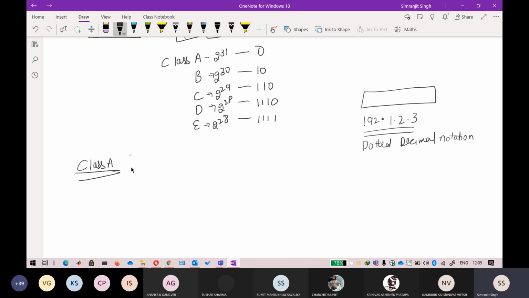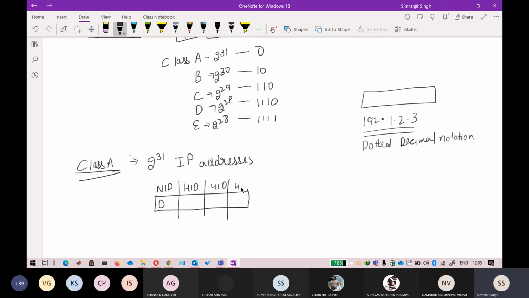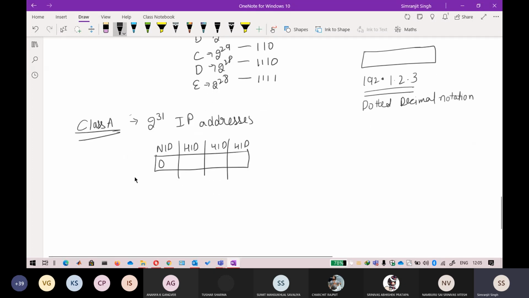What are the two things I know? First thing is it contains 2 raised to power 31 IP addresses. Another thing is that out of the 32 bits that are totally available, the first bit is fixed as 0. So in this class A, the first octet is referred to as the network ID. The remaining octets are referred to as the host ID. Okay, so it is again very similar to your ARPANET. The only difference here is that one bit is fixed.